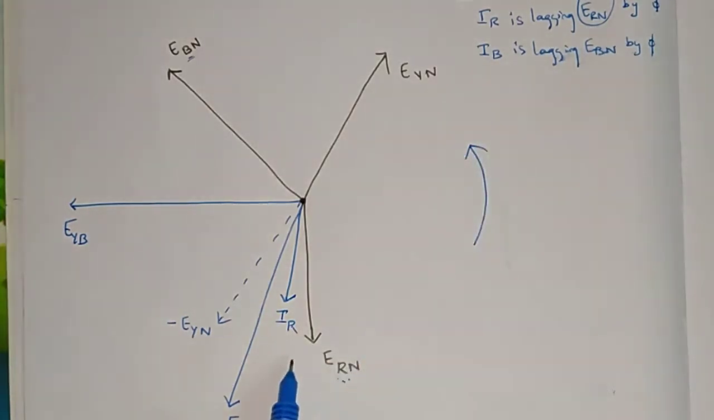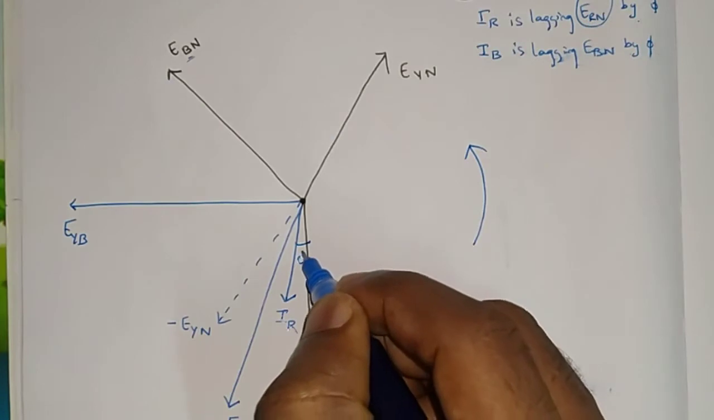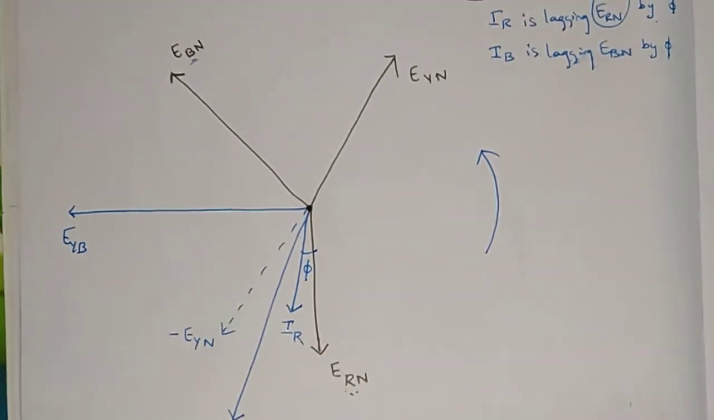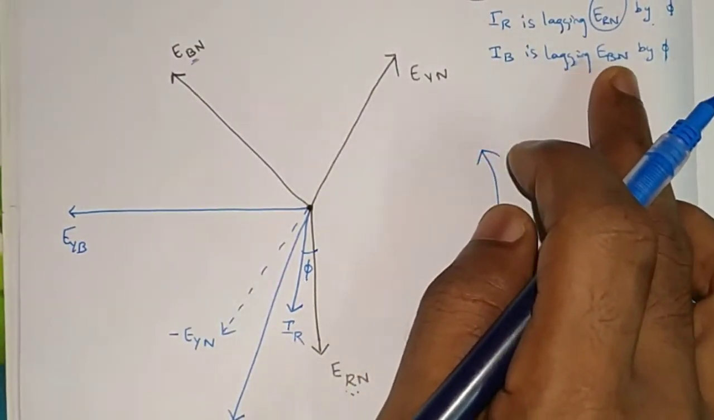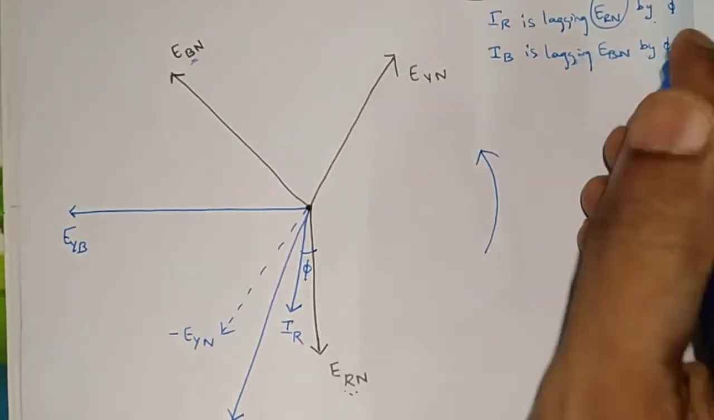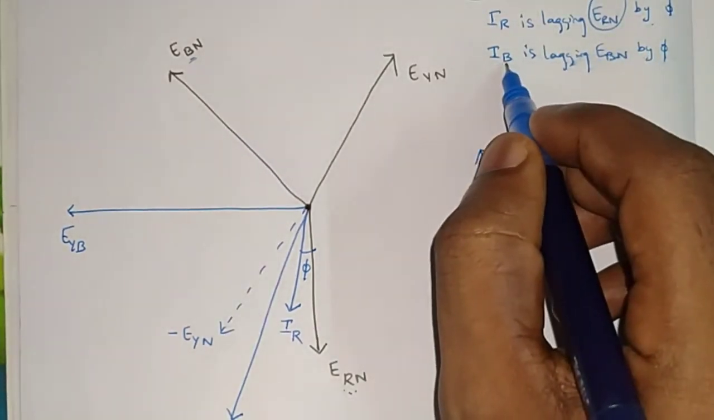Now according to the relation I have drawn, IR is lagging ERN by angle phi. So this angle will be phi. In the same way I will represent IB. So IB is lagging EBN by angle phi, or I can say that EBN is leading IB by an angle phi.